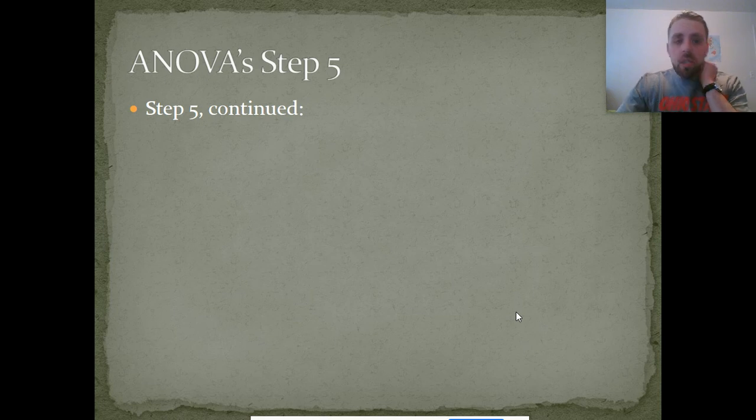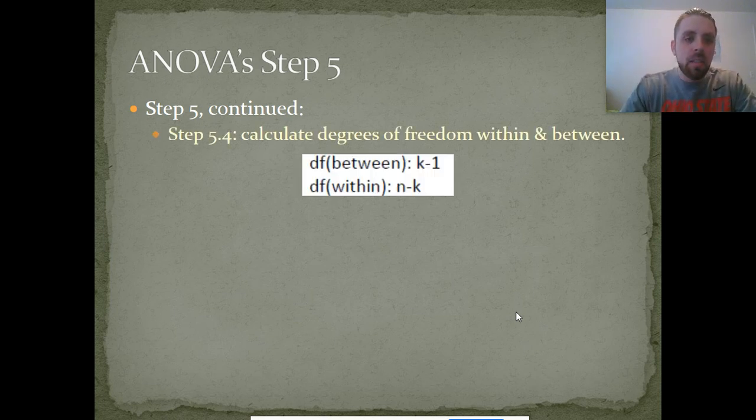Okay, so now, continuing my steps, what comes next? Step 5.4, calculate your degrees of freedom within and between. This is not terribly difficult, and in fact, since you'll essentially have this already created for you, because in step 4, where you identify the critical region of ANOVA, you will need to have your degrees of freedom, obviously, to look up the table there.